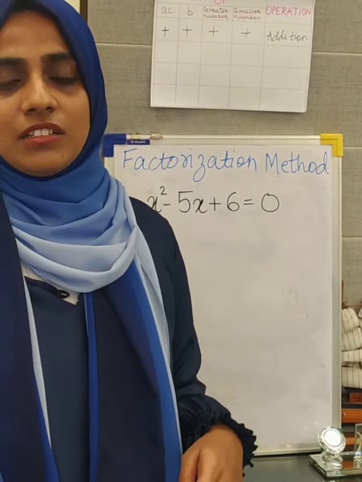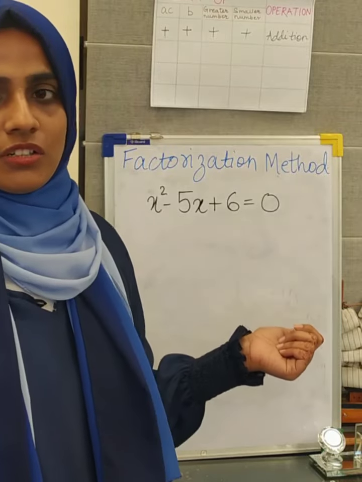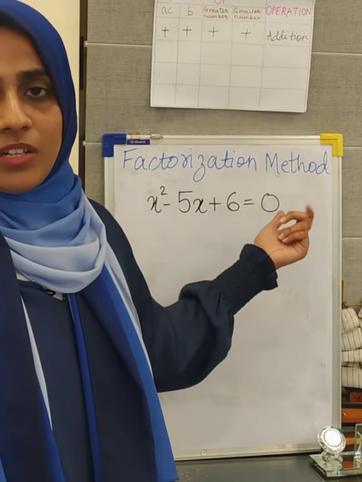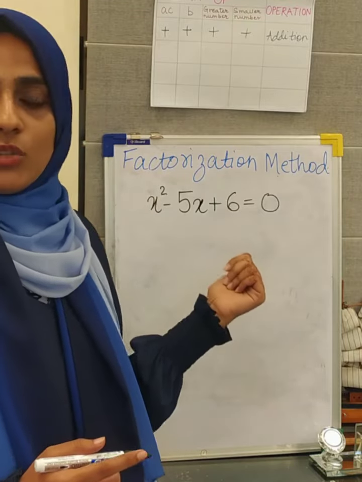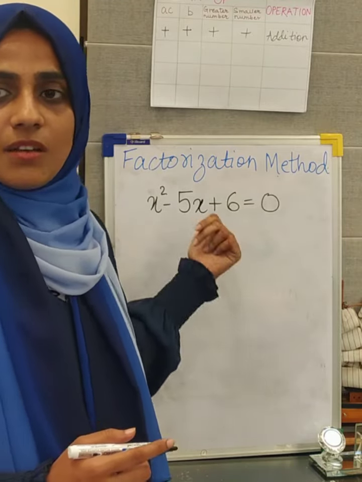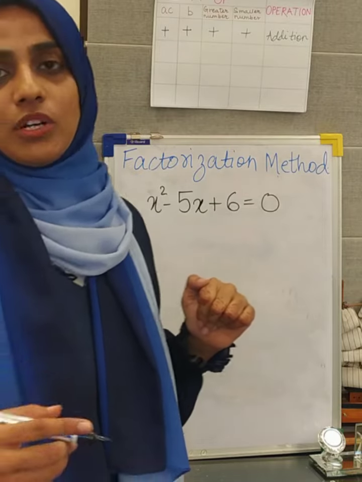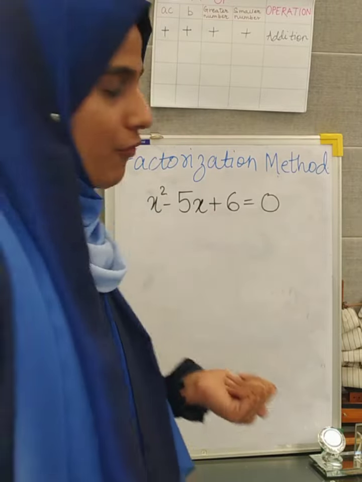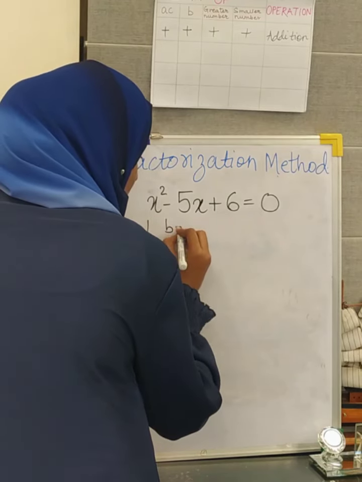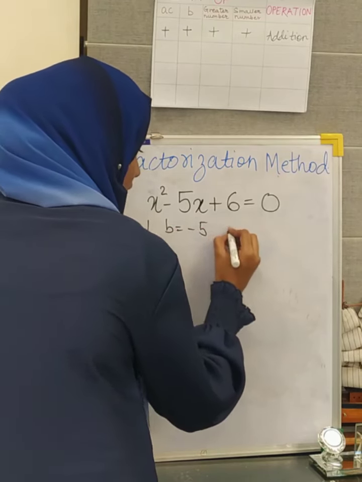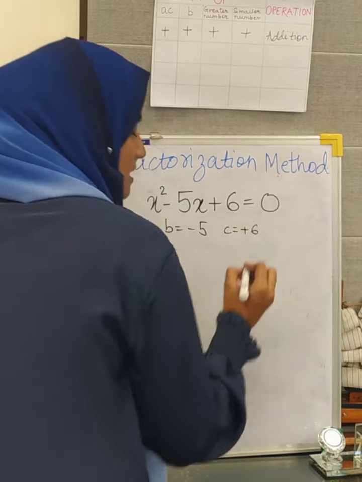Now let us see the factorization of the second equation. Here the terms are same. I just changed the sign of the middle term. Earlier it was plus 5x. Now it is minus 5x. We will go the same way like we did before. So first we find A is equal to 1. Here B is now minus 5 and C is equal to plus 6.